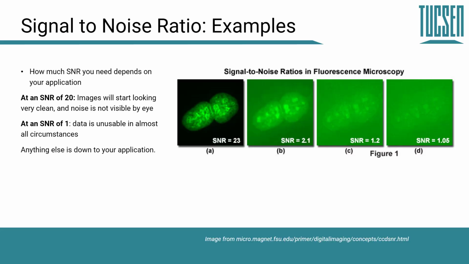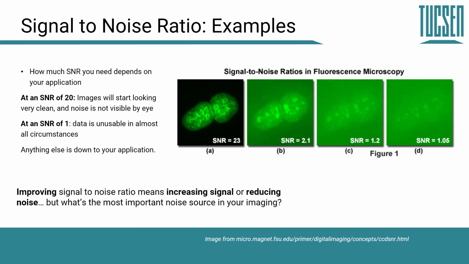To see that visually, here on the left-hand side we have a nice fluorescence microscopy image with a signal-to-noise ratio of 23. As you can see, this is very clean. We've got a nice clean background, high contrast, and everything's looking pretty good. As our signal-to-noise ratio lowers, however, our signal is being lost into that noisy background, and we're losing the contrast that we get as a result.